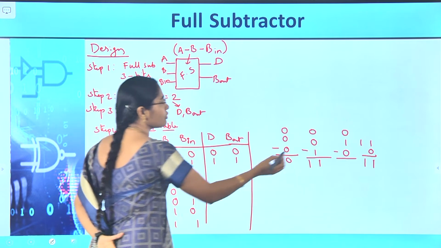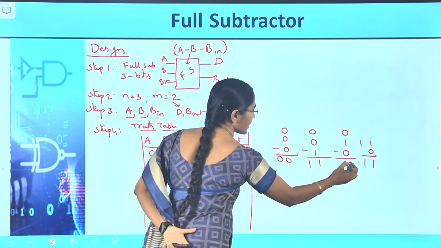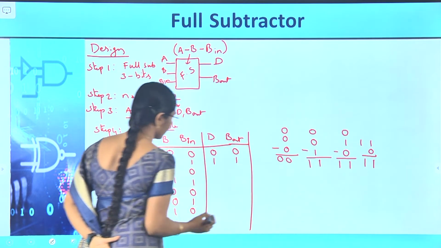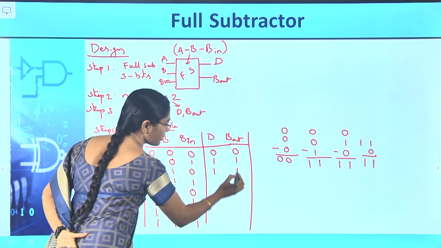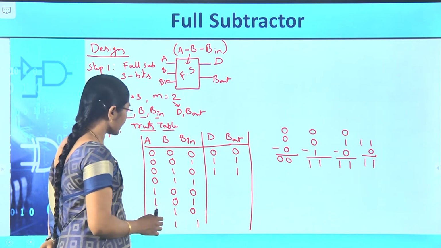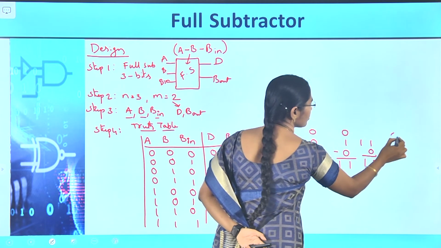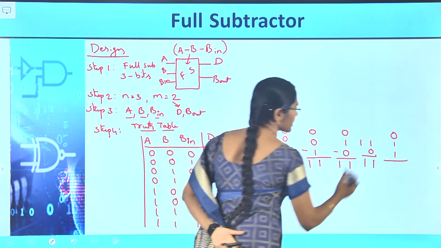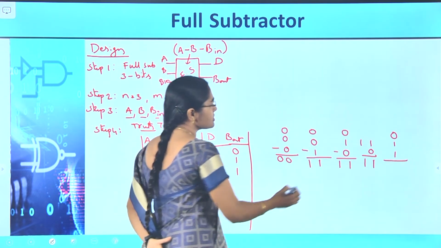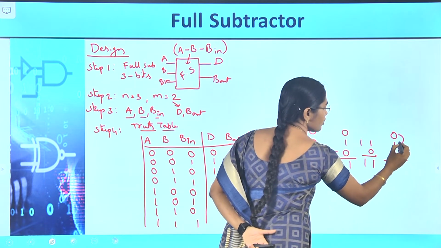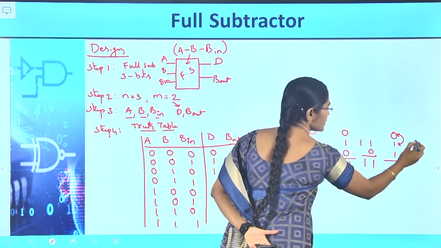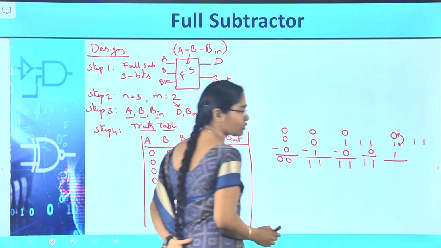Therefore 0, 1, 0. If we subtract, we will get a difference 1 and borrow 1. So difference 1 and borrow 1. And the next case 0, 1, 1. Subtract this. 0 minus 1, 0 minus 1. If we do subtraction of these two, difference 1 and borrow 1.